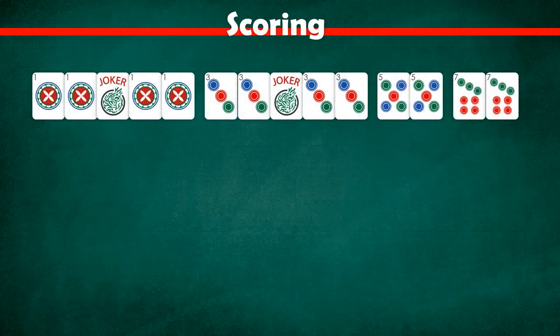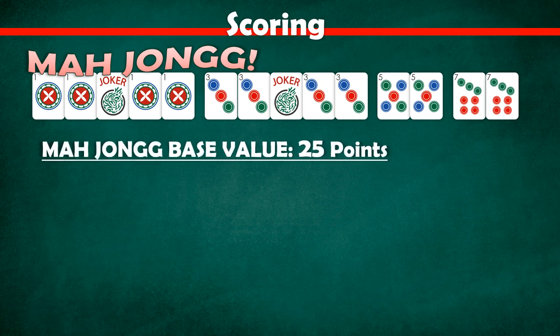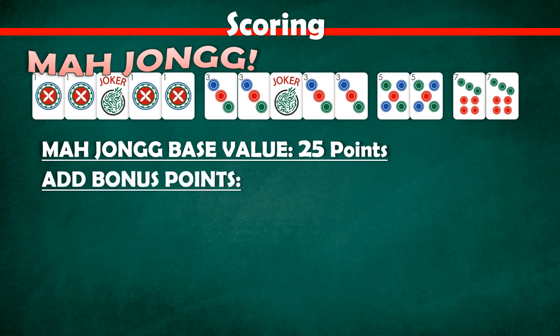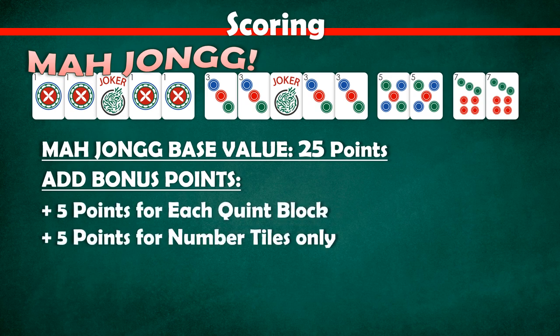So you've built a winning hand and called Mahjong. Now it's time to score your hand. Each hand has a base value of 25 points. To that base value, add any applicable bonus points based on the tiles in your hand. Add 5 points for each quint block in your hand. Add 5 points if you only used number tiles and did not use dragons, winds, or flowers.